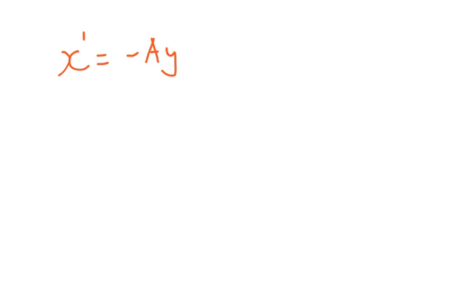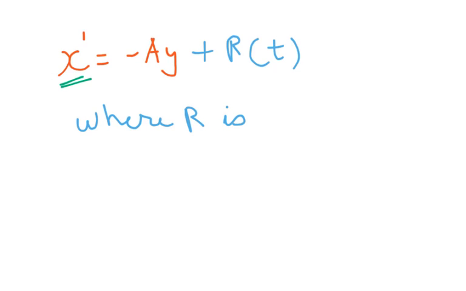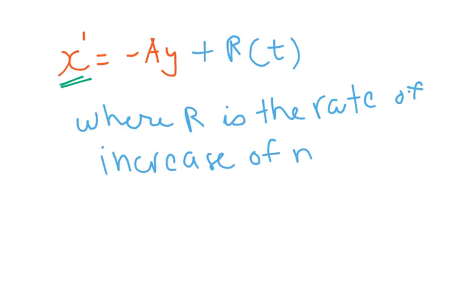Now, one more beautiful feature of this Lanchester war model is that we can even include other factors and more armies in the equation. For example, this was the equation that we started with, x dash is equal to minus ay, and we can also include other factors. For example, we can write x dash is equal to minus ay plus r of t, where r is the rate of increase of the number of troops.